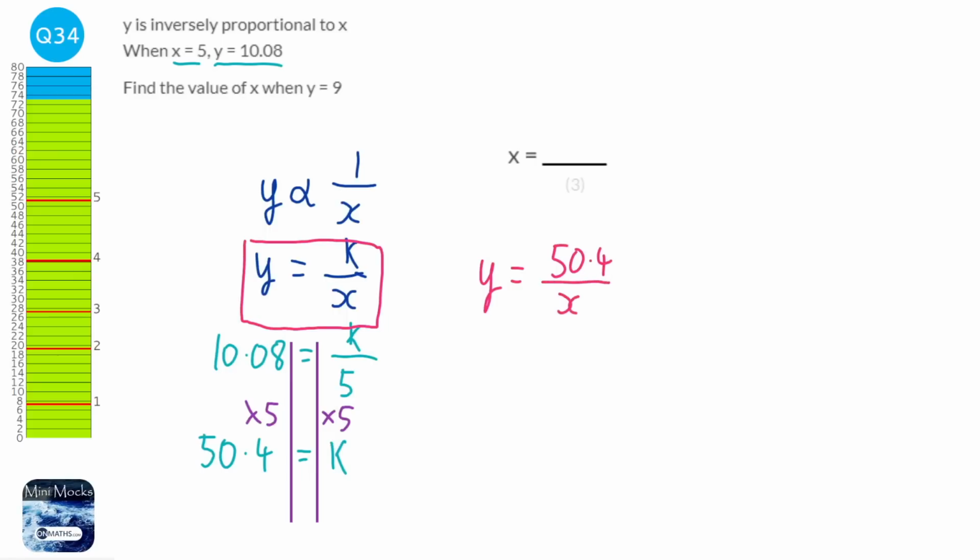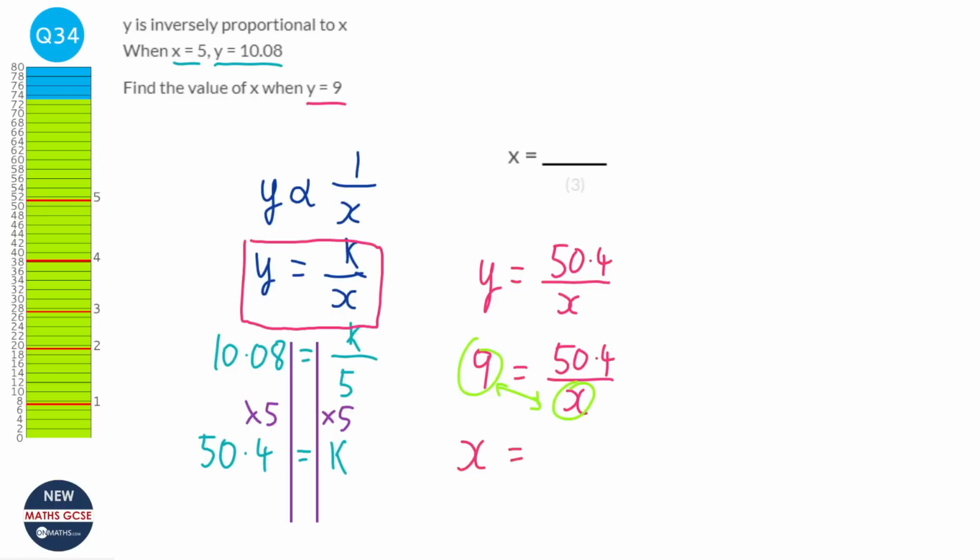We're asked to find the value of x when y is 9. So we've got 9 equals 50.4 over x. And whenever in this situation here where we've got the unknown at the bottom of a fraction and we've got it equal to a number, what you can do here is actually just swap these around. Effectively we're timesing both sides by x and dividing both sides by 9. But it does really help us out here because it just says that x is equal to 50.4 over 9. We can just do that on the calculator and it gives us 5.6.